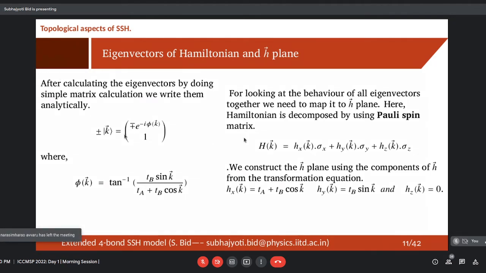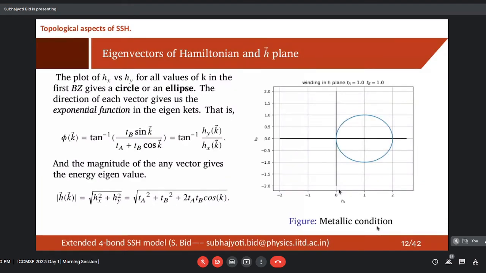But in order to visualize the winding number, I need to write the Hamiltonian like this. I need to decompose this as a Dirac kind of Hamiltonian, that is d dot sigma or h dot sigma, whatever we call it. And then we get Hx, Hy, and Hz is 0. These are the two components of that d or h vector. And if I plot this for those three parameter regions, what I get is this. If TA is equal to TB, then it's basically a circle in this h plane, and this circle touches the origin, that is the metallic condition.